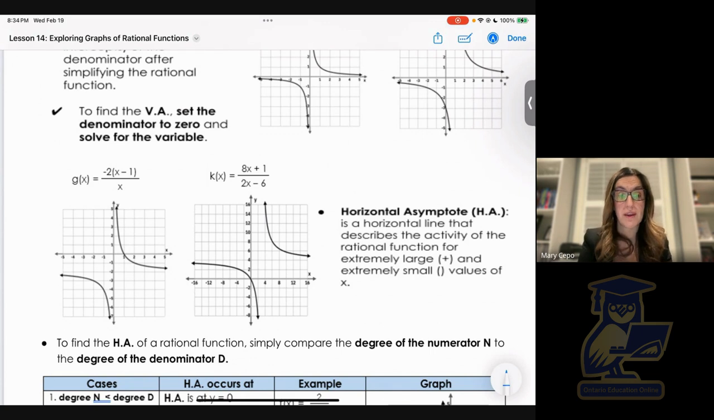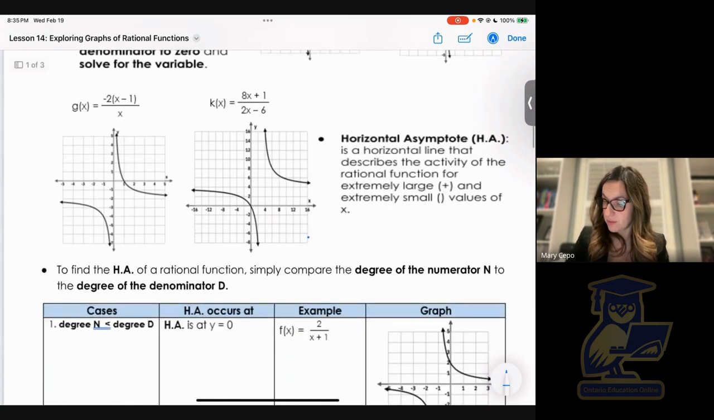If we look at k of x, we have 8x plus 1 over 2x minus 6. If you look at the denominator, if we set 2x minus 6 equal to 0 and solve for x, x would equal 3. So when x is equal to 3, our denominator is undefined. If you look at that graph, you can see that at x equals 3, there is a vertical line where the curve gets close to it, but it never crosses it.